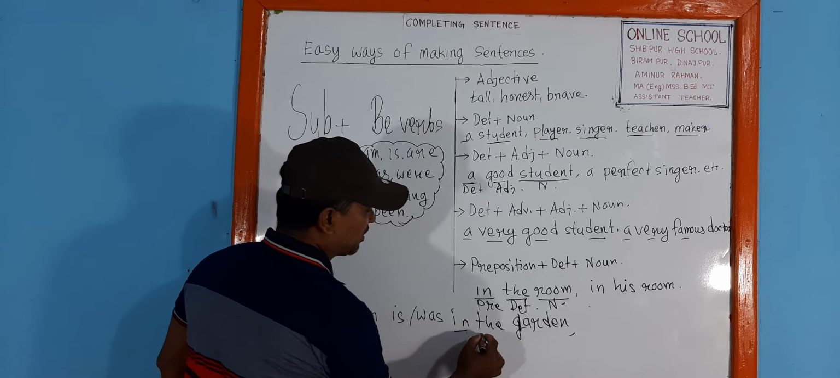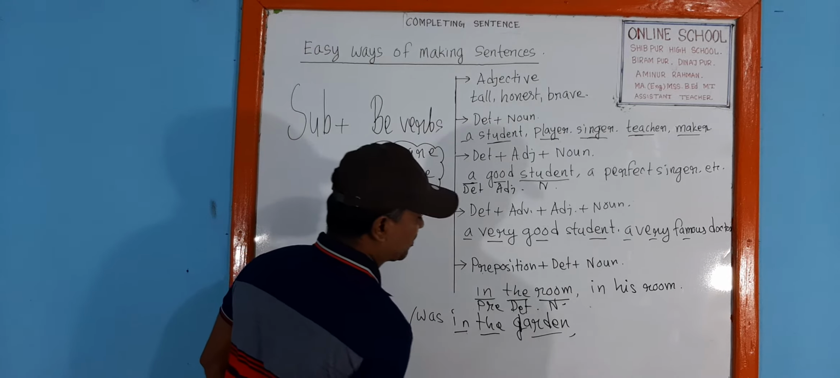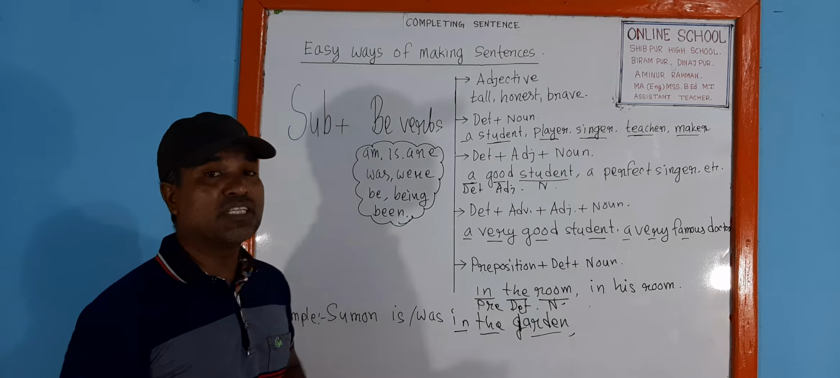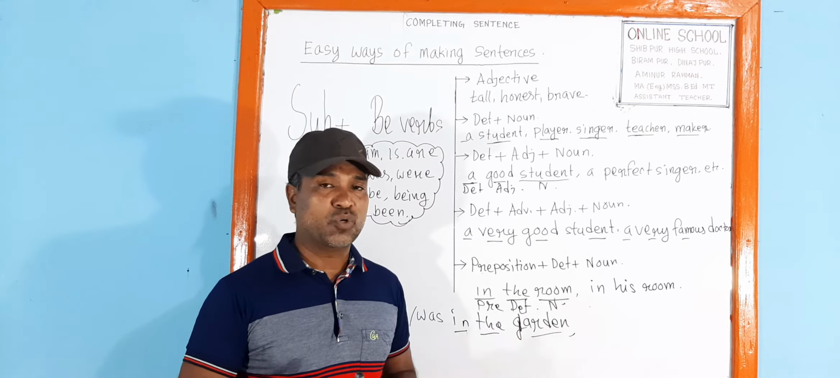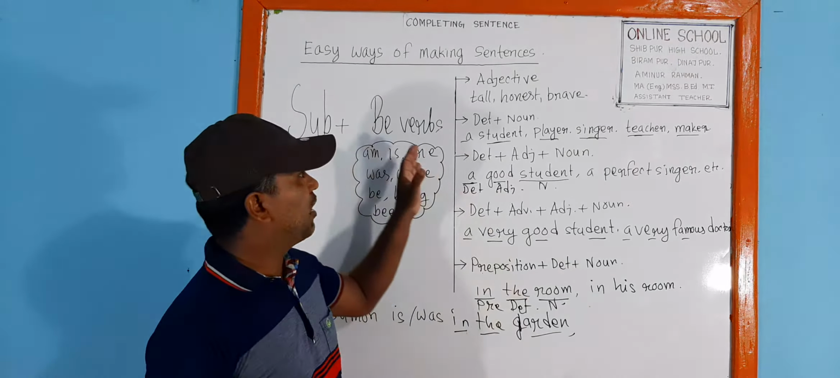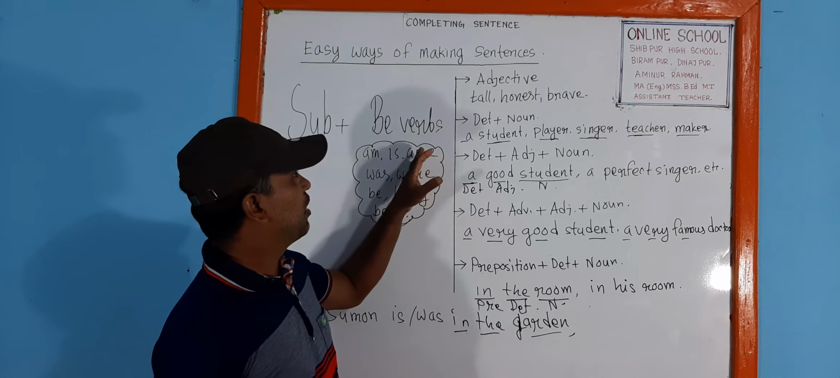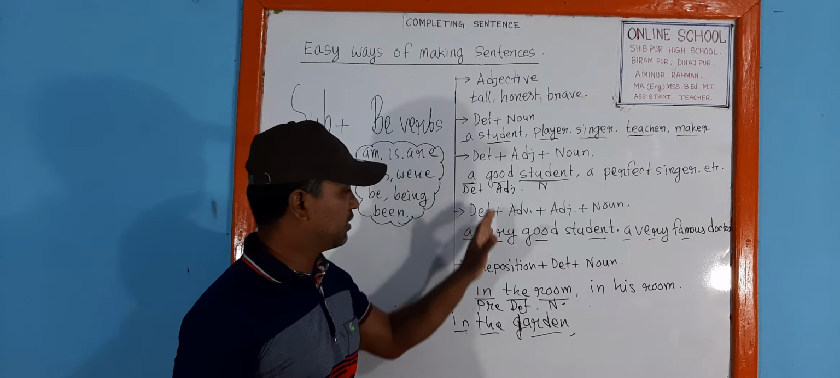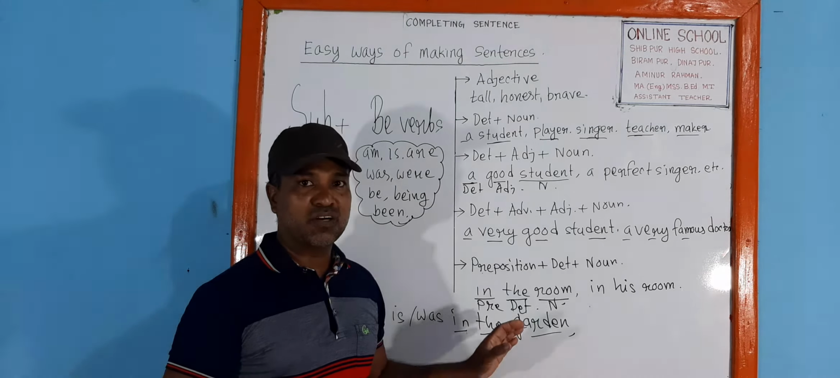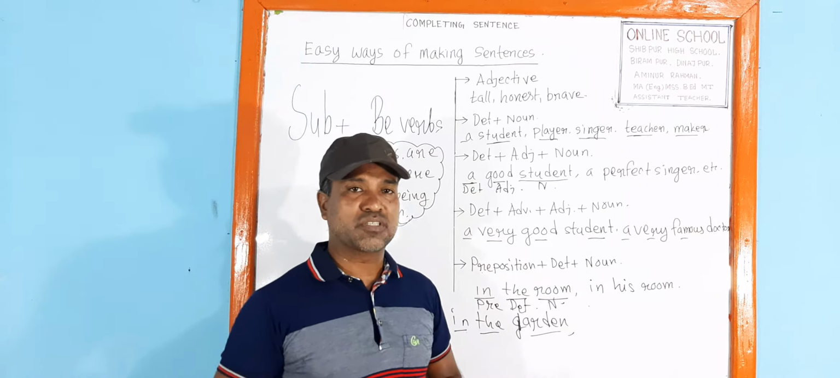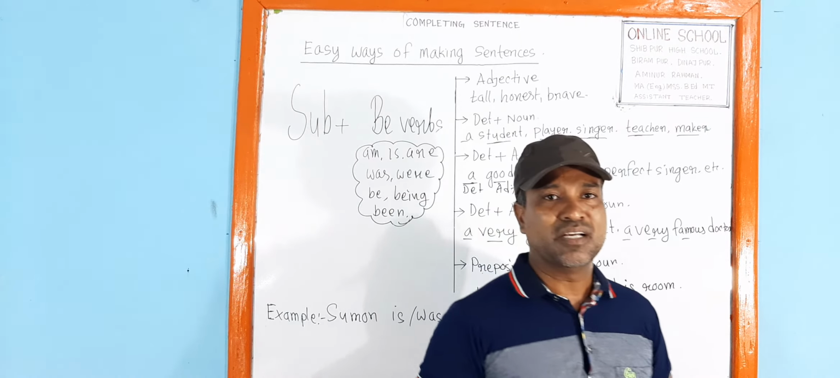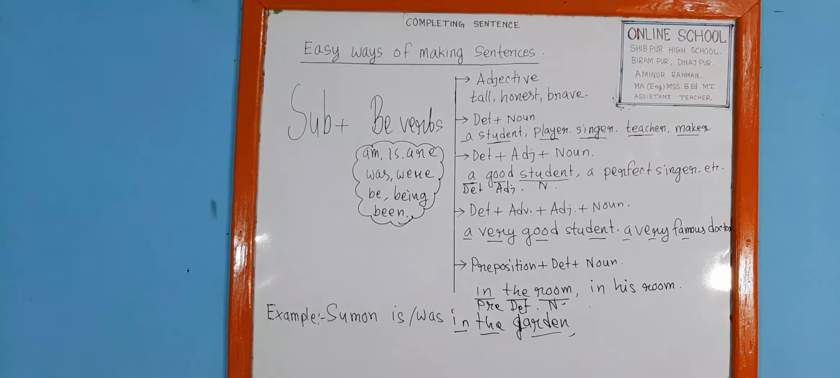In preposition, the determiner, garden, that's the noun. Okay, using this type of structure, we can make so many sentences. So, dear students, using after be verb, we can set up this type of structure to complete my sentences. Okay, so try to just keep it in your mind. And now I'm discussing another aspect.